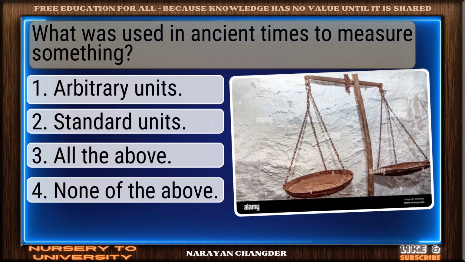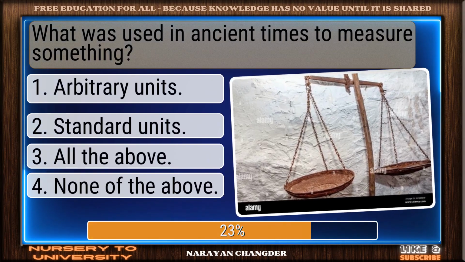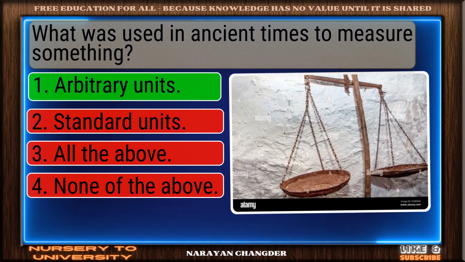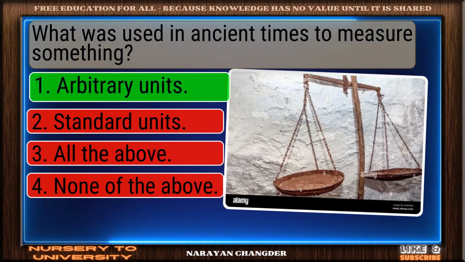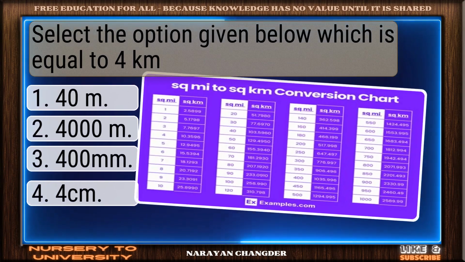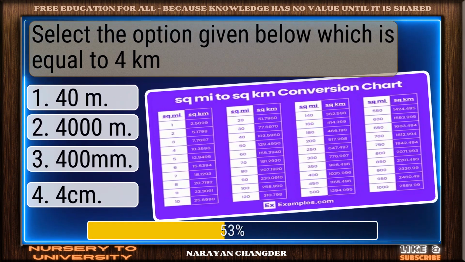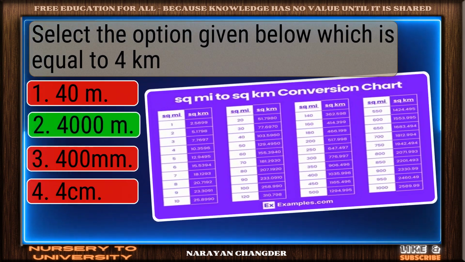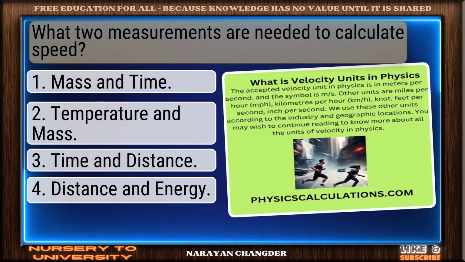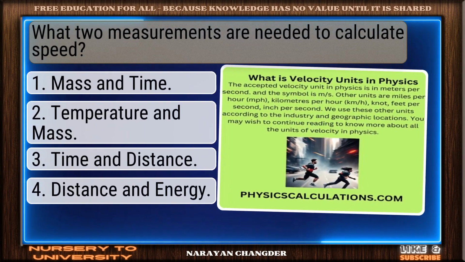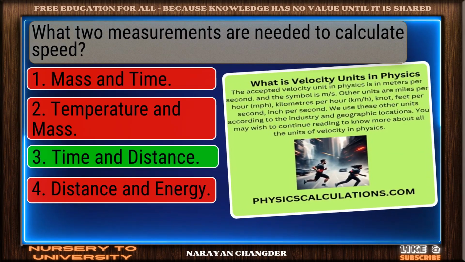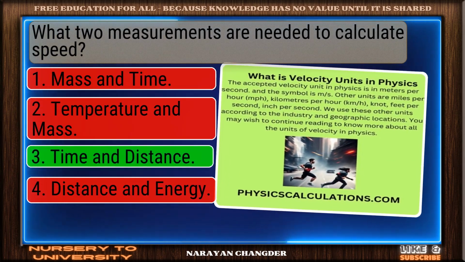What was used in ancient times to measure something? Clear logic. Your choice arbitrary units is sound and 100% true. Select the option given below, which is equal to 4 km. Smart pick. 4000 m is the correct choice. What two measurements are needed to calculate speed? Well picked. Time and distance is the correct answer.